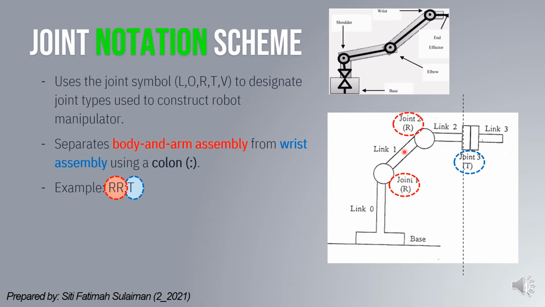Why? Because, remember, this is the first section, the body and arm assembly. The first section involves type R and type R joints. Meanwhile, the second section involves a type T joint. So the joint notation must be read from the base, or body and arm section, to the wrist section.